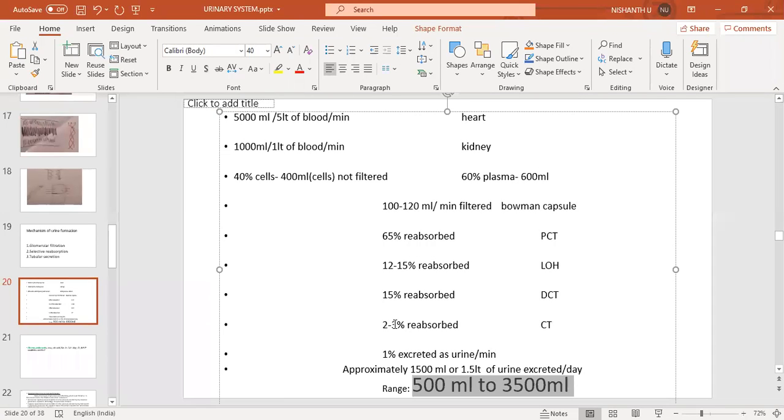The minimum amount of water which you require to eliminate the waste is 500 ml. Minimum it is required. That much water is required to eliminate the waste. And just imagine, if you consume less water than this, the waste will get accumulated in your body. Then why this 3500 ml? That means the maximum urine output should be 3500 ml.